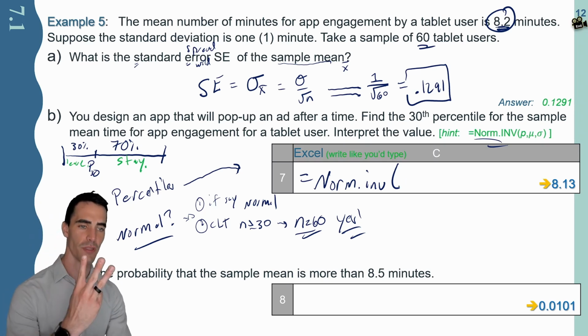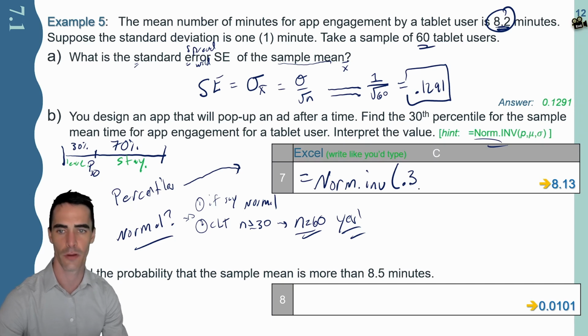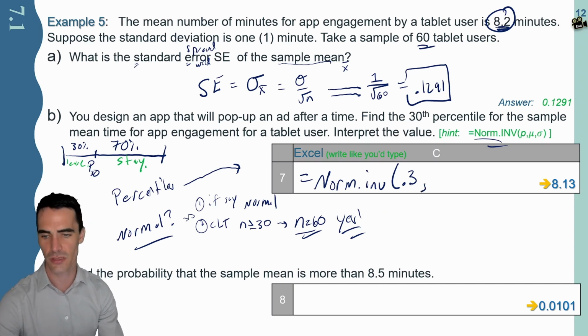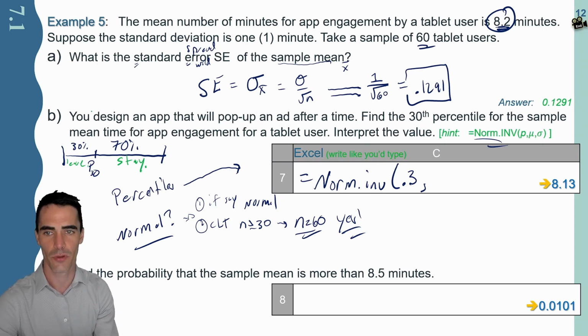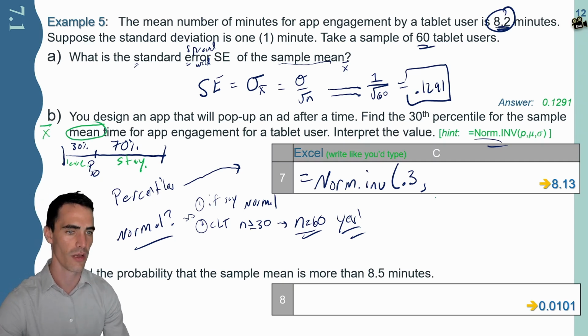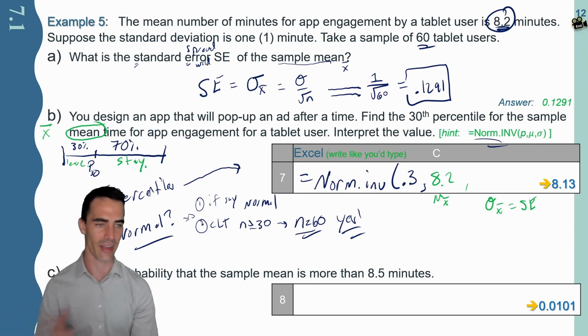And I have 3 inputs to put in. The first one is just P, it's the probability. In this case, that should be 0.3 for 30th percentile. The next 2 inputs, don't be tricked, are not the regular mean and standard deviation we see up top. Instead, this is asking for the sample mean time. This is asking for the 30th percentile of x bar. So this is not just the regular mean, this is the mean of the means. For us, very nice formula, 8.2. For the standard deviation, it's not the regular standard deviation, it's the standard deviation of the sample means, which we did up top as the sampling error or the standard error.